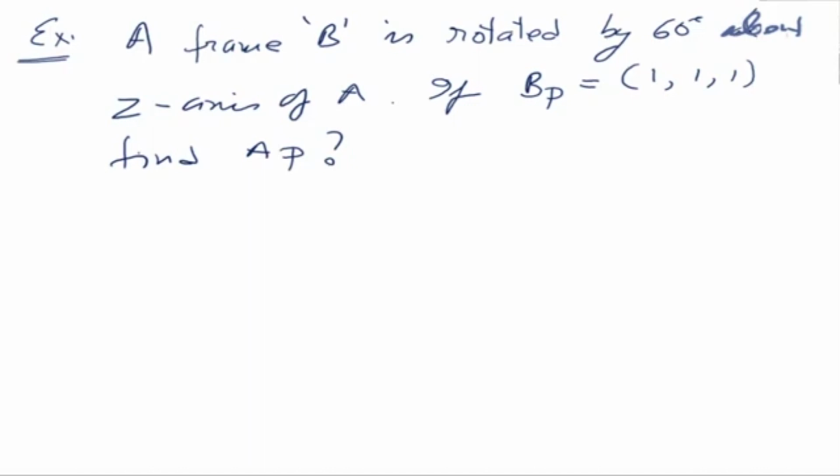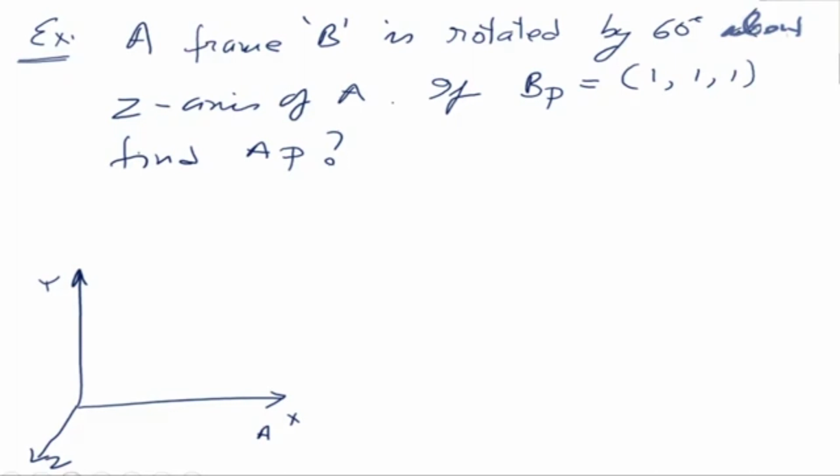So we have two frames. We have one frame which is my A frame. Okay, this is my A frame. This is X, Y, and Z, and the frame B has been rotated by 60 degrees about the z-axis.